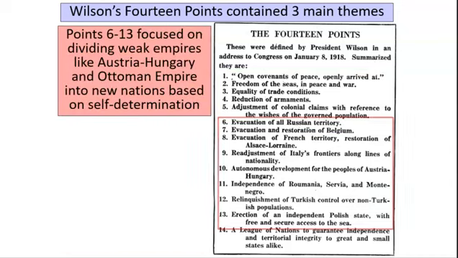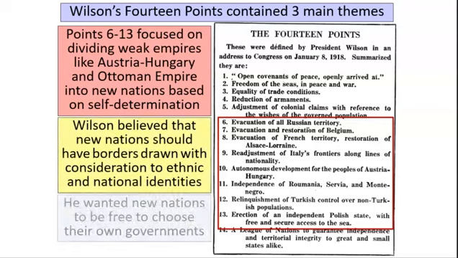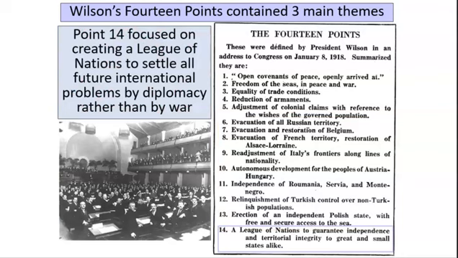In addition to this, points 6 through 13 are going to be all about dividing empires, such as the Austro-Hungarian and Ottoman empires, and allowing what we call self-determination. That's just letting the people of those countries decide for themselves what they're going to be doing. So he thinks that new nations should have borders drawn with consideration of ethnic and national identities. And he wanted new nations to be free to choose their own governments. And finally, and most importantly, point 14 is going to focus on creating what is called the League of Nations to settle future international problems by diplomacy rather than war.